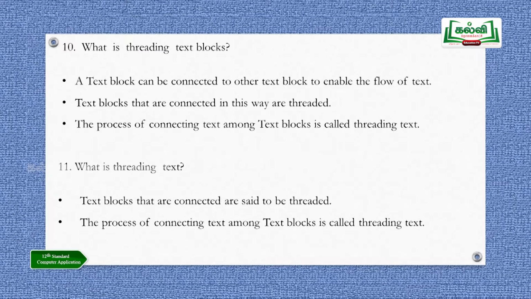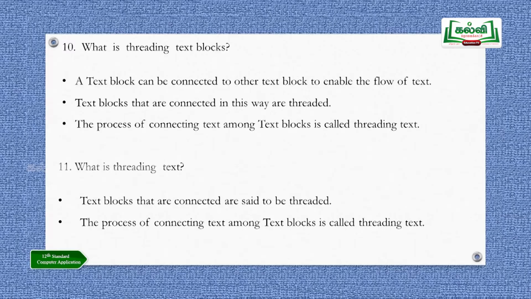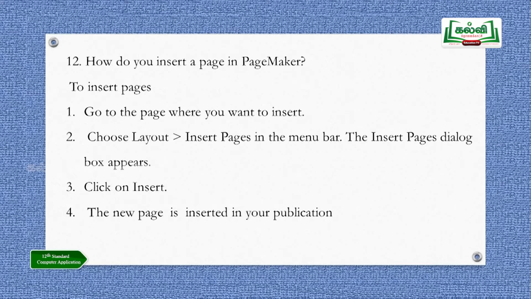Next question: what is threading text? Any text that you use for threading is called threading text. Threading the block means two different blocks of text are connected. This is called threading. The texts which are threaded, we call them threaded text. So both are very simple questions. The answer for threading text is: text blocks that are connected are called threaded, and these are called threading text.